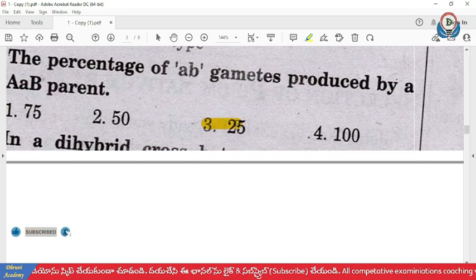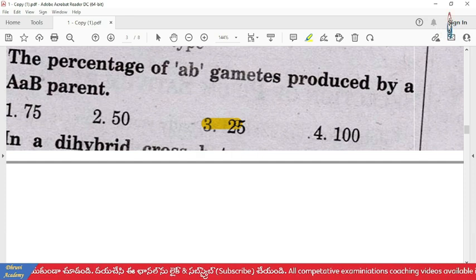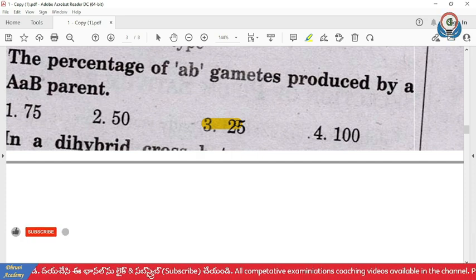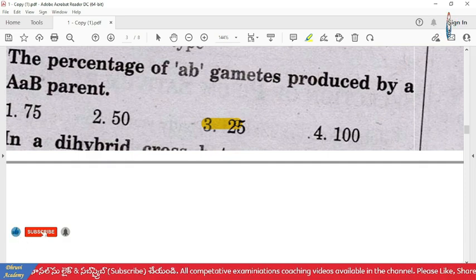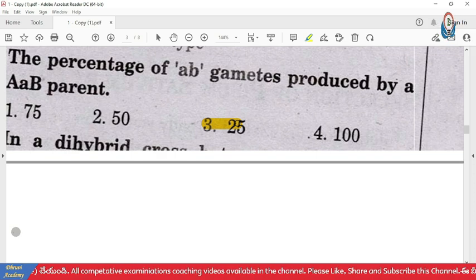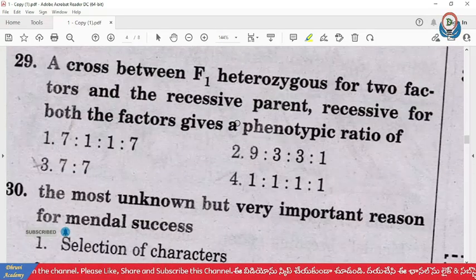How? Half of the gametes will have the dominant capital A and capital B alleles. The other half of the gametes will have the recessive small a and the recessive small b present.